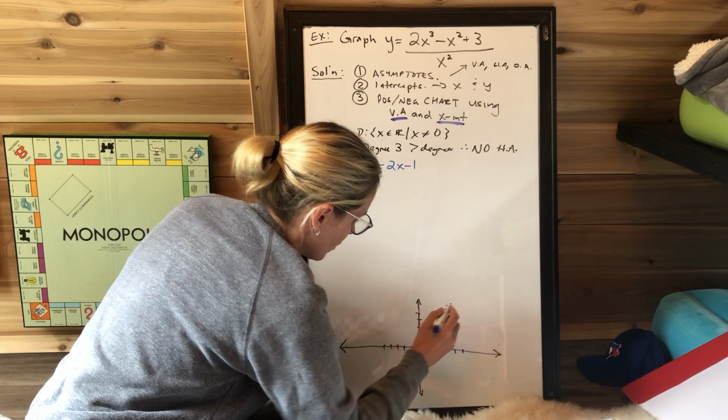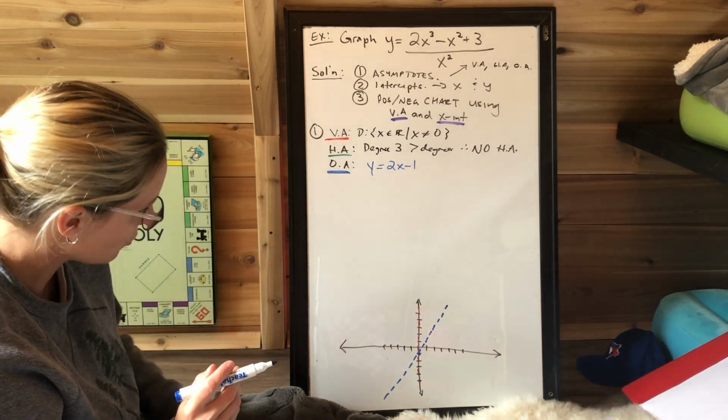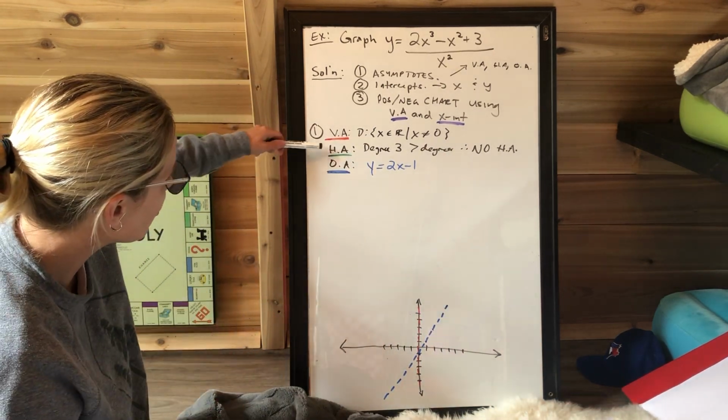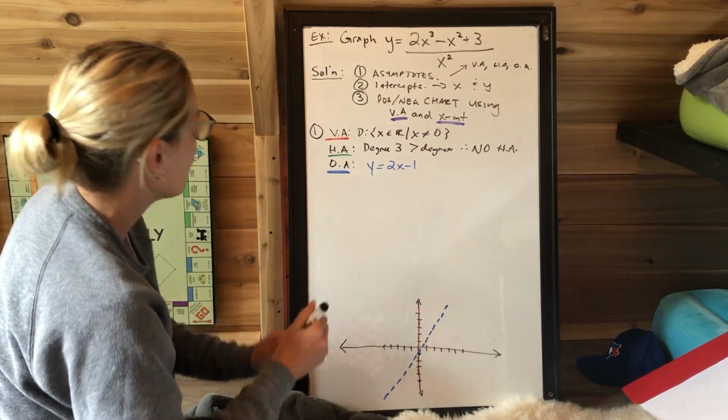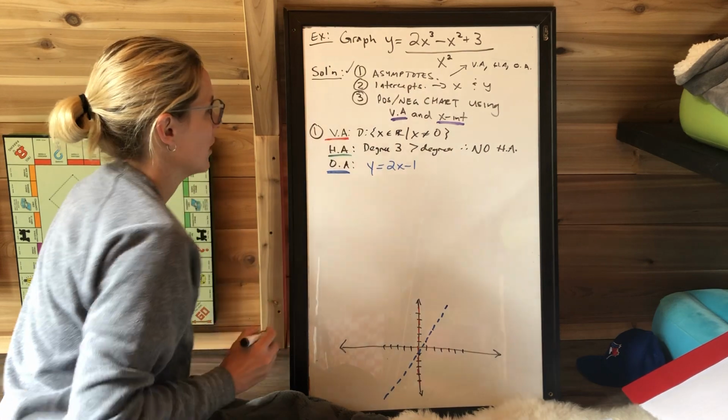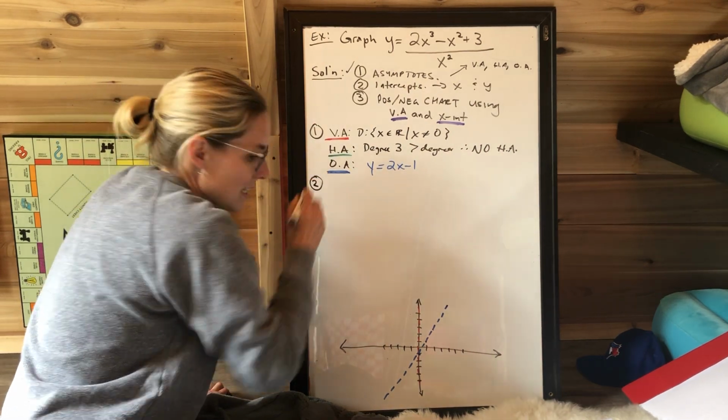Okay, that goes through there. So that's going to be your oblique asymptote. So in this scenario, we have no horizontal ones. We have a vertical asymptote. We have an oblique asymptote. That is step 1. Check. Done.